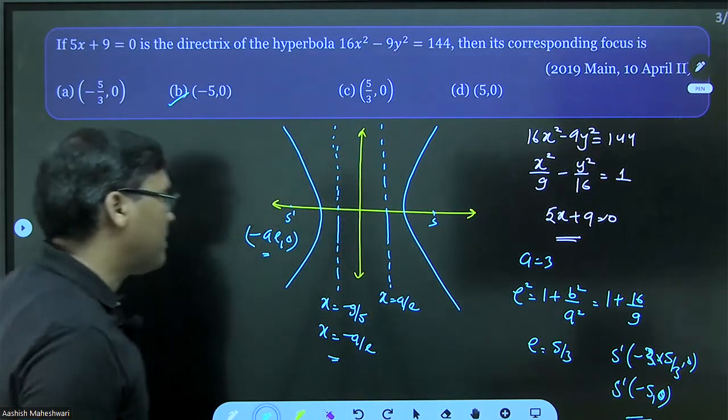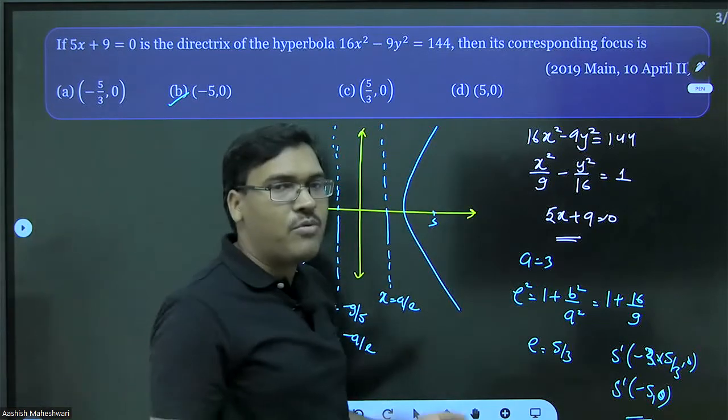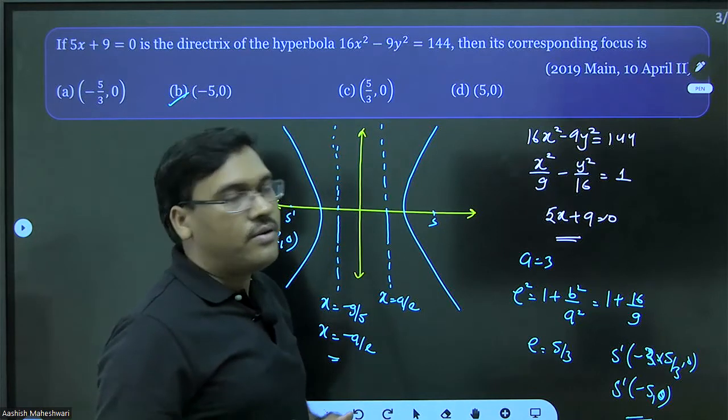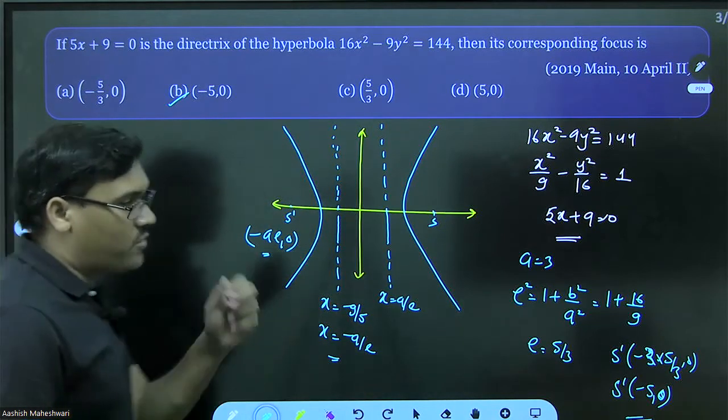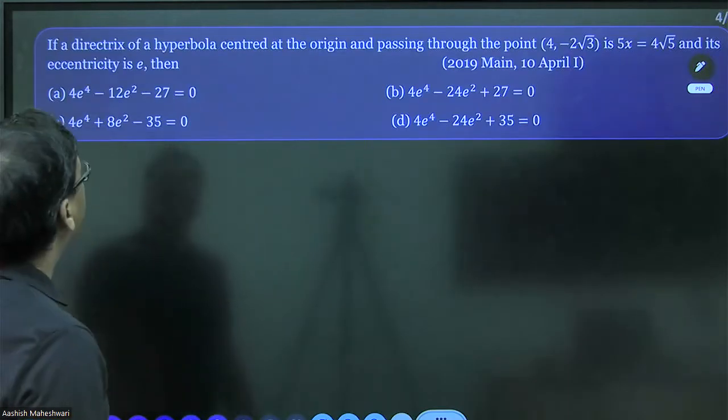Very easy question, right? These are called free marks. Simple formula based question. Hyperbola and ellipse, again I'm telling you, these are very scoring topics for IIT JEE Mains. Especially in hyperbola, the questions are very easy. Now let's move to the next question.